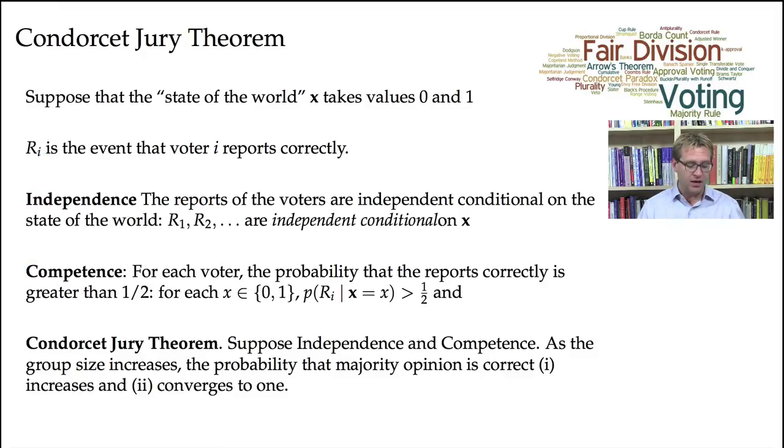Then Condorcet noticed, and this really follows almost directly from the law of large numbers, that if we suppose independence and competence, then as the group size increases, so as the number of voters increases, the probability that the majority opinion is correct increases, and in fact, it converges to 1. So almost surely, as the size gets larger, the probability that the majority is correct is going to be 1.